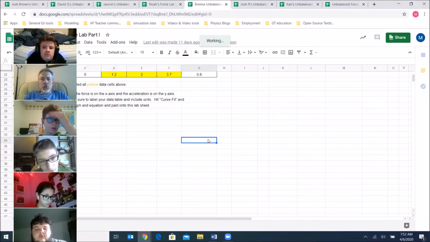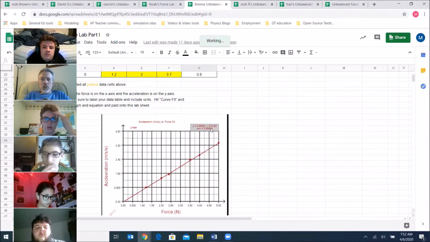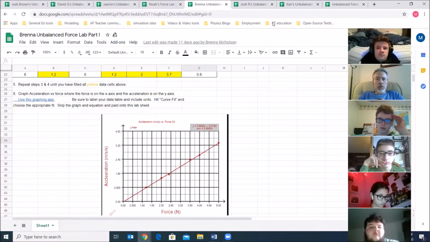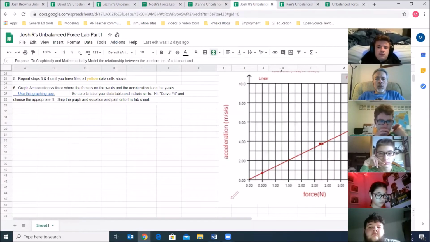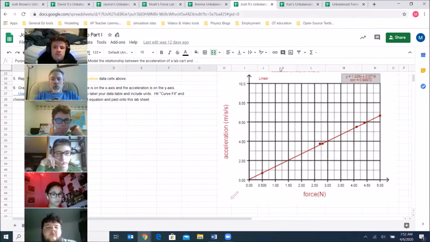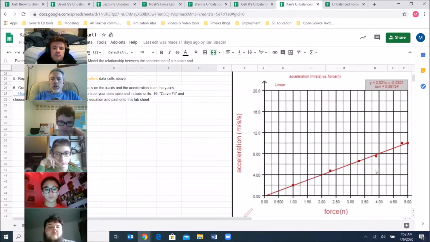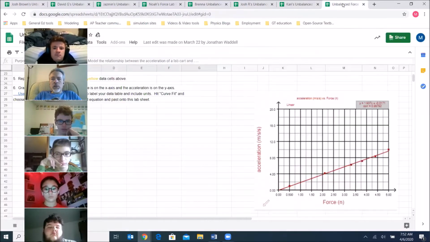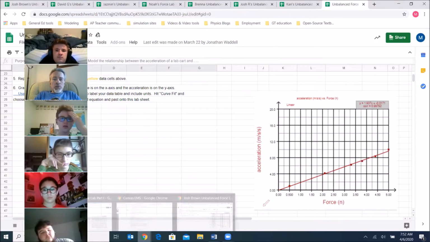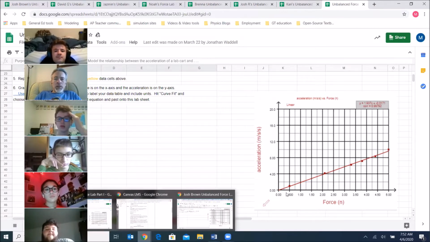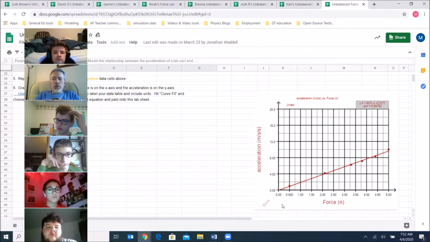My computer's low. There we go. Oops, let me move over here. Also kind of looks like a line. This is Josh's, Josh Rodriguez. It looks like a line. This is Kari's. Kind of looks like a line. And this is Johnny's, I believe. It also looks like a line. So in other words, for this first part, when we're looking at the acceleration versus the force, it looks like it's a direct relationship.